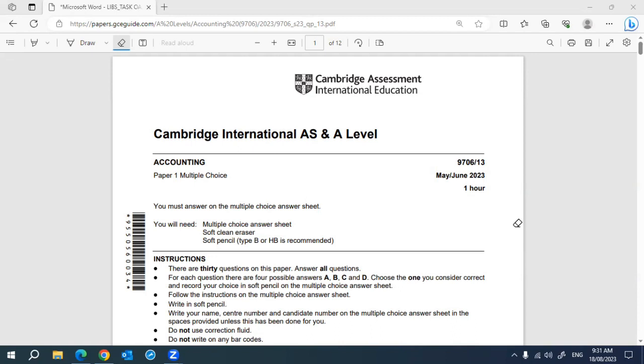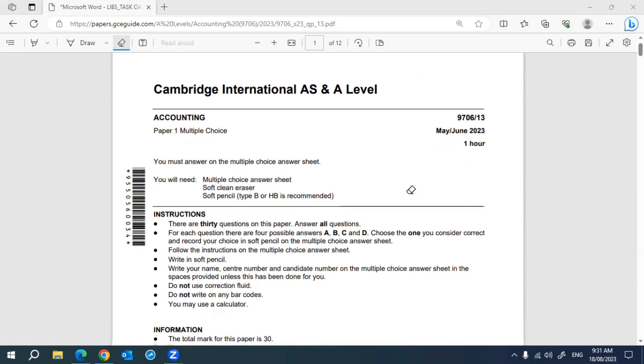Hi everyone. So today we will be attempting accounting 9706 paper 1 variant 3 of the May-June 2023 paper. So this paper is a 1-hour paper. So let's get started with it.